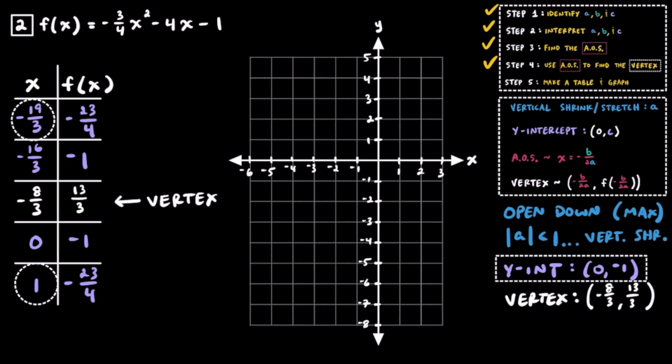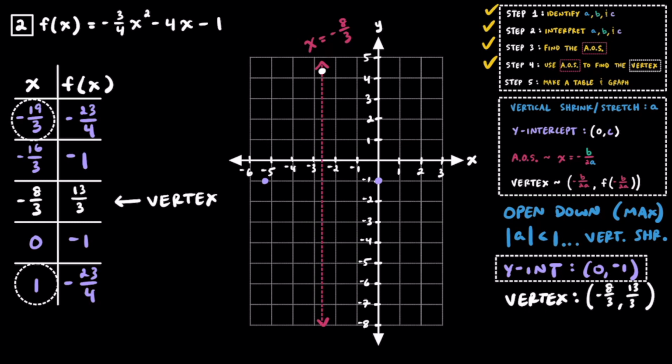First we'll draw the A.O.S, which is just a vertical line. And there it is, x is equal to negative 8 over 3. Now let's go ahead and plot our vertex, and the y value is going to be at 13/3 or 4 1/3. And of course it's located on the vertex, and we're going to go ahead and plot that right about up here. Here's where 0, negative 1 is going to be. And for negative 16/3, negative 1, that's going to be at negative 5 1/3, negative 1, and that's located right about here.